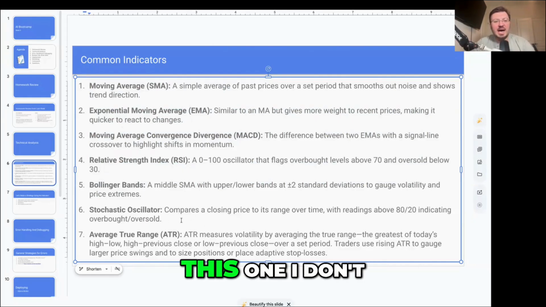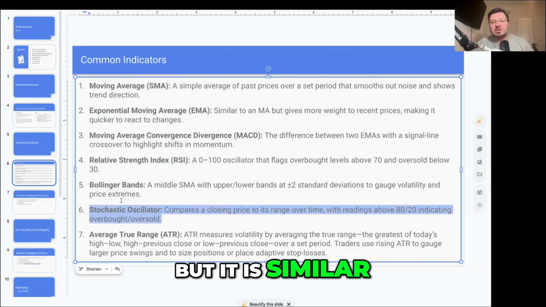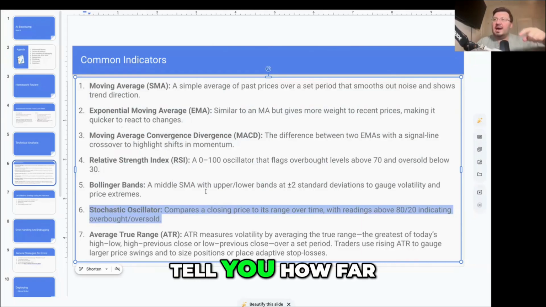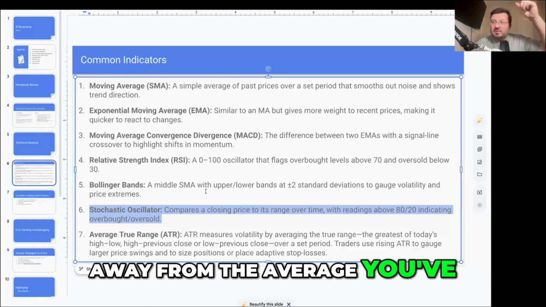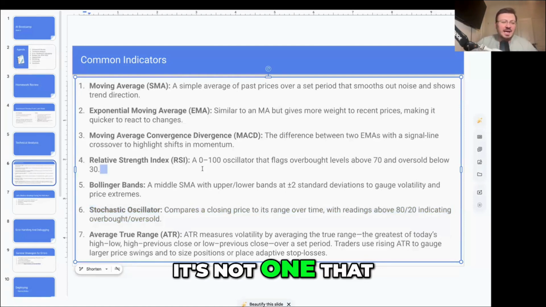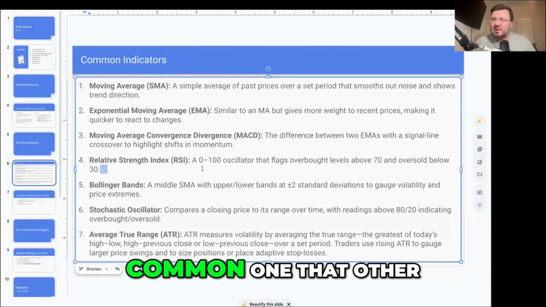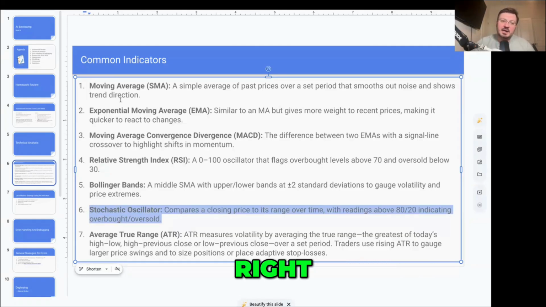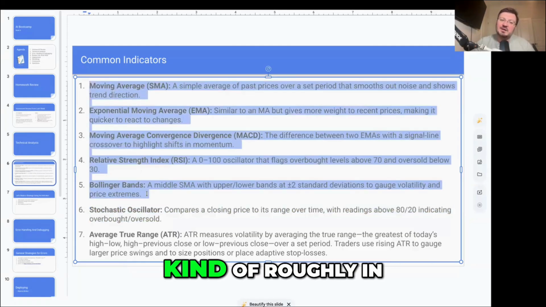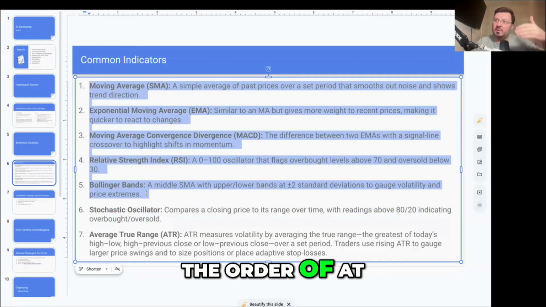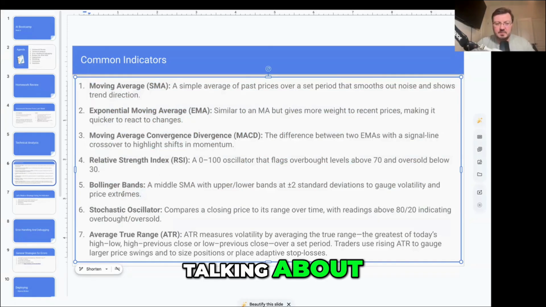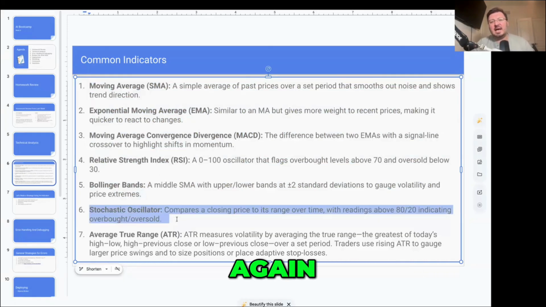Stochastic oscillator, this one I don't work with as much, but it's similar to an RSI. You'll notice that there's a range, and different readings are going to tell you how far away from the average you've drifted. Again, it's not one that I trade very often. It's not a very common one that other people trade, but it is one of the more common ones, right? I'd say these are roughly in the order of what I hear from most people talking about.